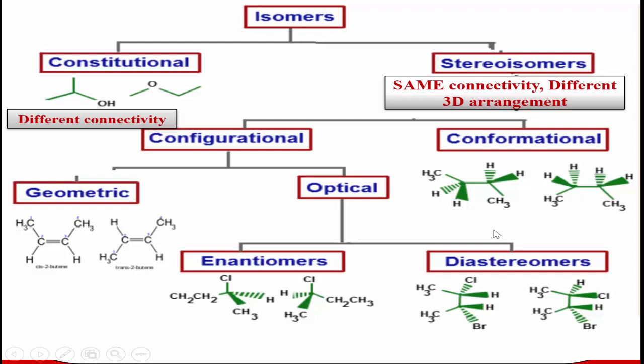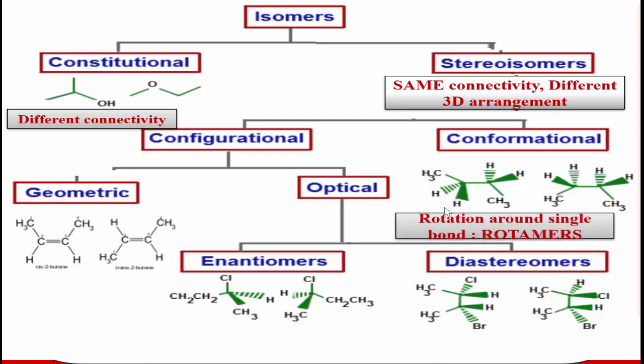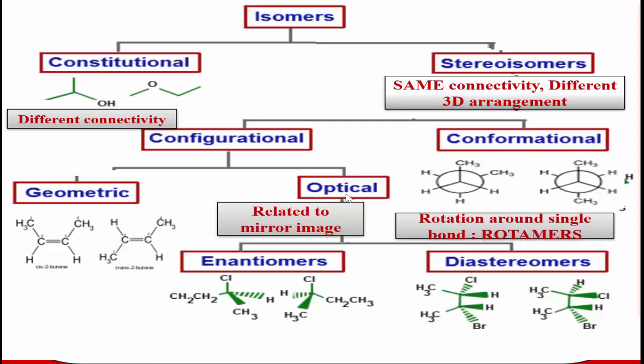You can easily make out how on one carbon there are two hydrogens and a methyl group, and on another carbon one methyl and two hydrogens, but when you rotate the substituent around this carbon-carbon single bond, the position of the methyl has changed, and these two are called rotamers of one another. These are alternatively called rotamers because they are formed due to rotation of substituents around a carbon-carbon single bond. Whereas configurational isomers are of two kinds again, geometrical and optical. Optical, the name itself is explanatory, they are related to mirror images of one another.